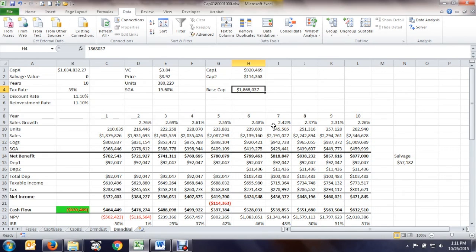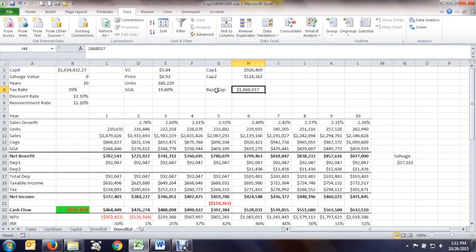Last step of the capital budgeting process. And that's going to be what's called a what-if analysis. So we've got our basic spreadsheet set up. I'm going to make a quick adjustment. This is my demand balance one.